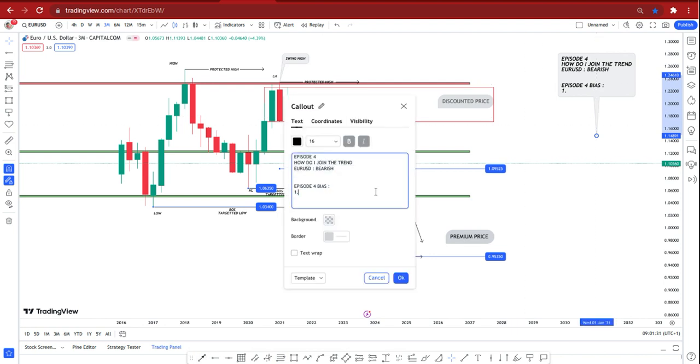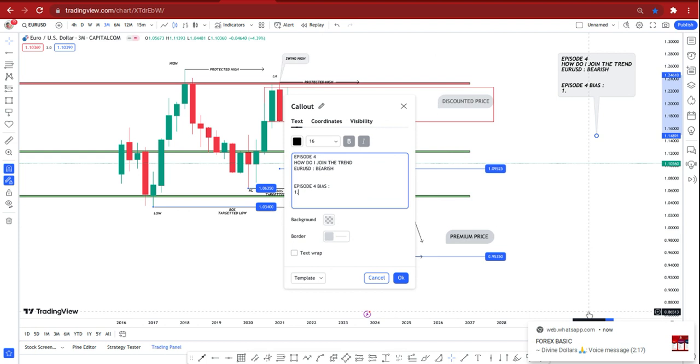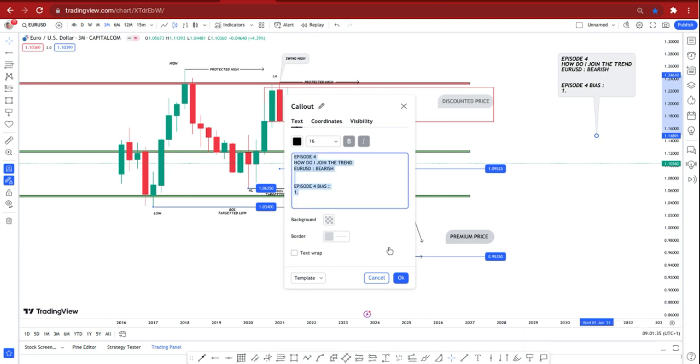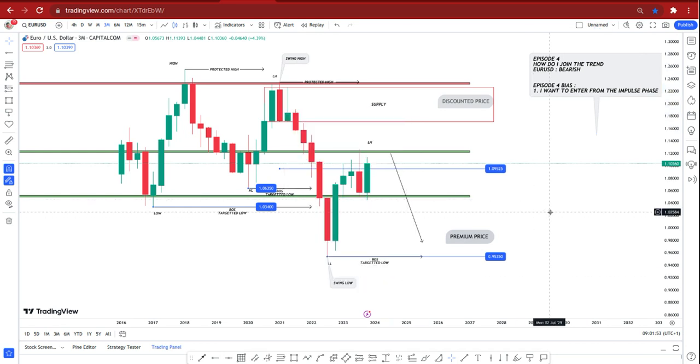Which phase am I entering from? I want to enter from the impulse phase. So I'll look out for my impulse phase. Now, what makes an impulse phase? An impulse phase is when I have a series of the same candle, big ones going in one direction.